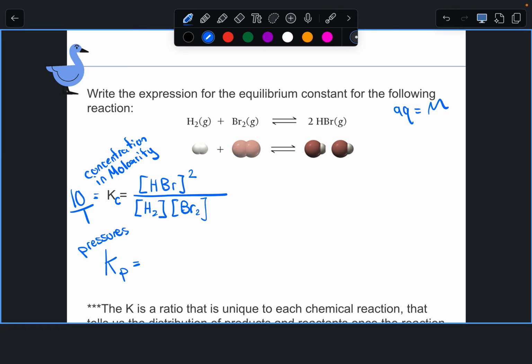So like I said, we can also measure these in pressure. The way we would write that is we write P for pressure of HBr, still raised to its coefficient. And then on the bottom, the pressure of H2 times the pressure of Br2.